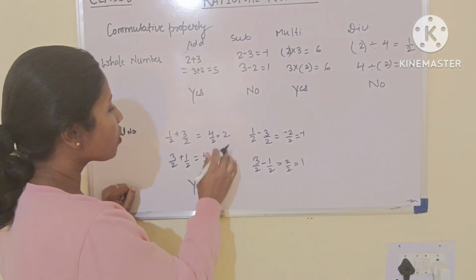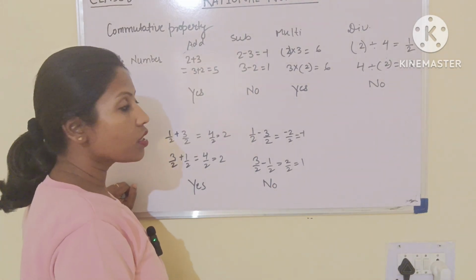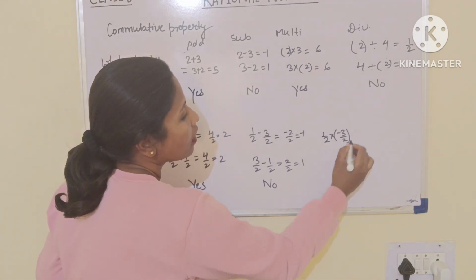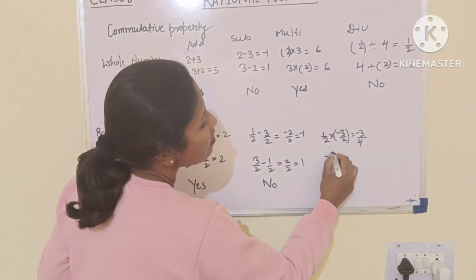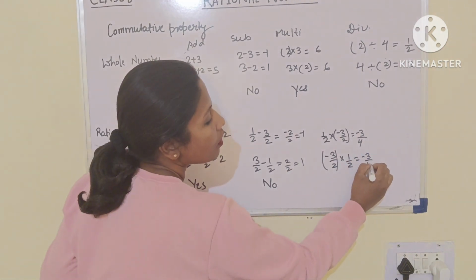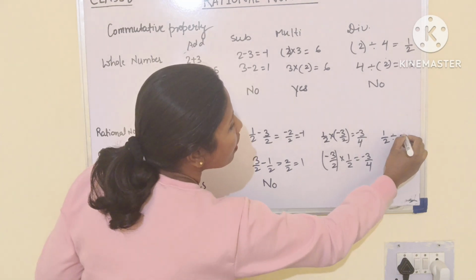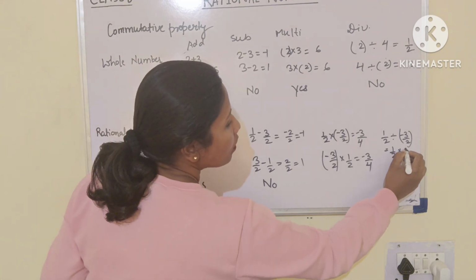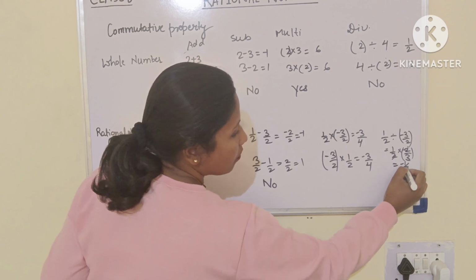So here addition is fine because both are equal. Here subtraction is not fine because both are not equal when we change the order. Now 1 by 2 into minus 3 by 2 will give you minus 3 by 4. Let's take minus 3 by 2 into 1 by 2. So it's again minus 3 by 4. Right? Let's talk about division. 1 by 2 divided by minus 3 by 2 gives 1 by 2 into minus 2 by 3. So this will give you minus 1 by 3.